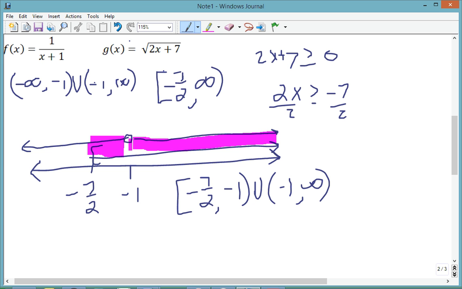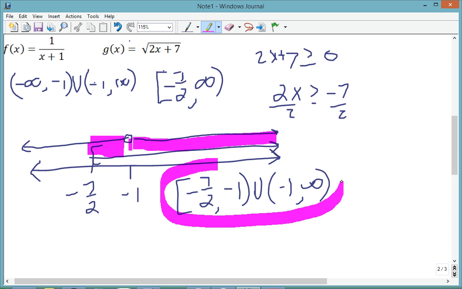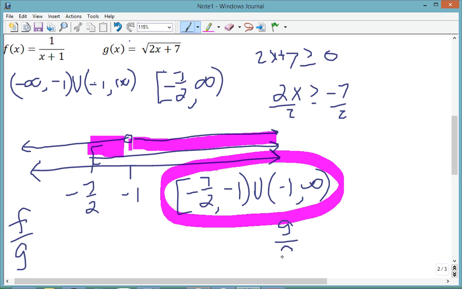Okay, so if we do f plus g, f minus g, or g minus f, if we do f times g, or g times f, this is going to be our domain. So when we do f divided by g, or g divided by f, we have a slightly different domain.